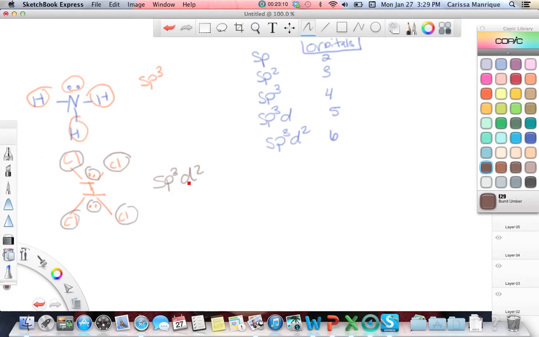Okay, let's do another one. Let me think. Let's do H, C, H, double bond oxygen. And let's do the hybridization of carbon and of oxygen here. Okay, so let me change the color to, I guess, this green color. So let's do carbon first.